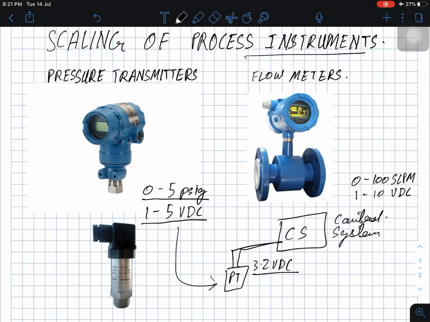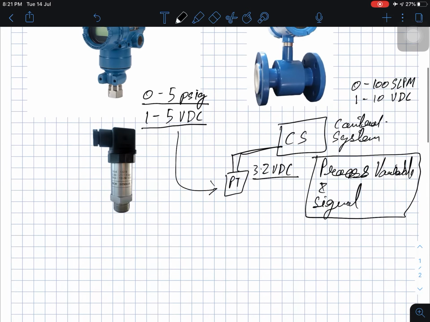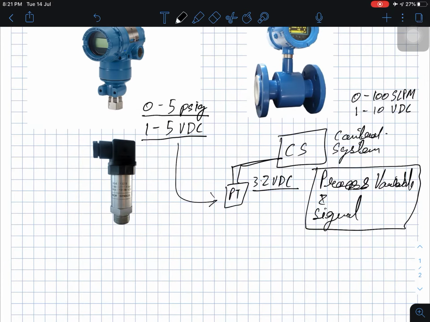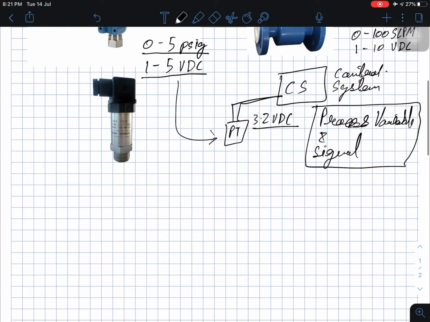So this process is called scaling of instrumentation, where you scale the instrument, or basically predict a model of the instrument which relates the process variable and signal. So this process is called scaling of instrument. So we'll take an example of this pressure transmitter.